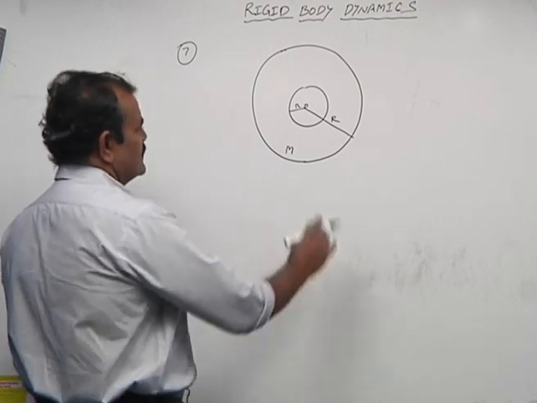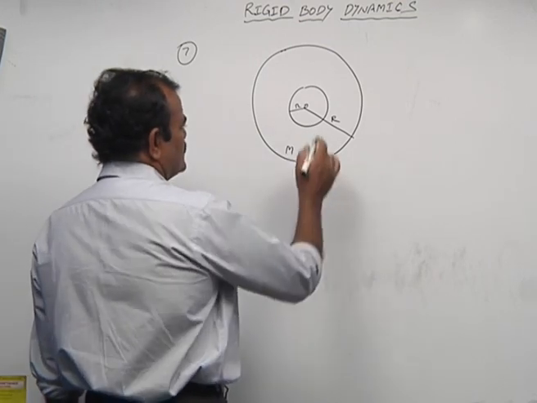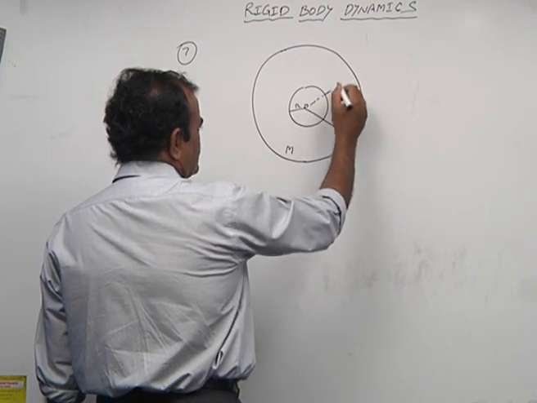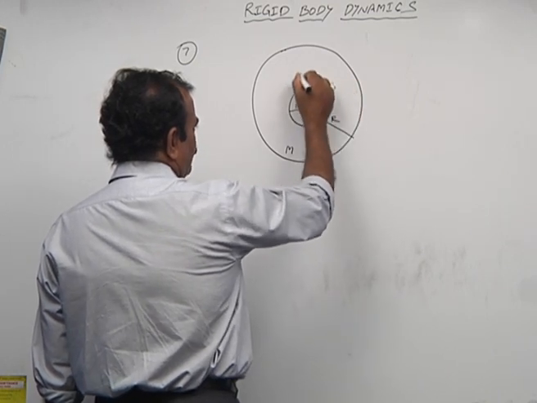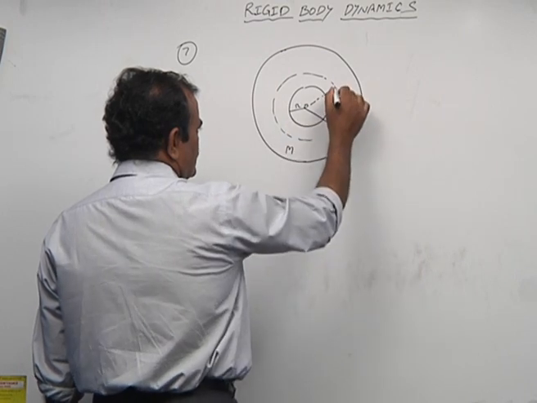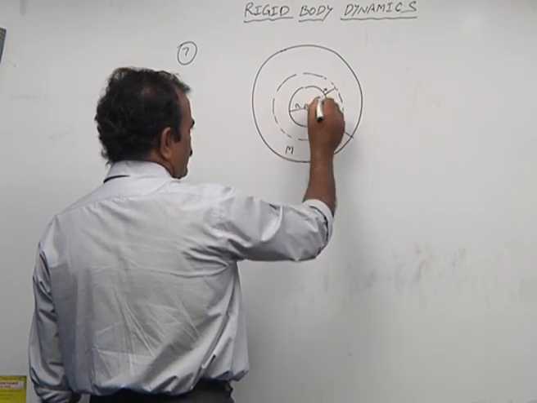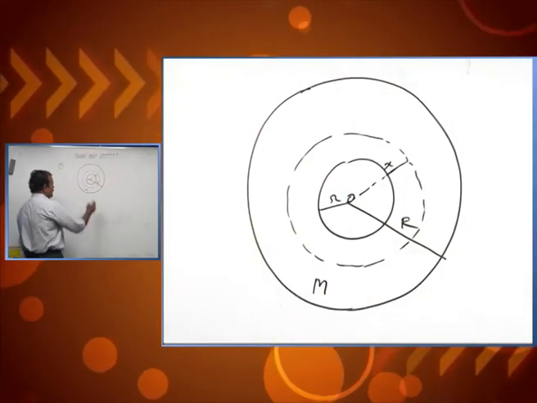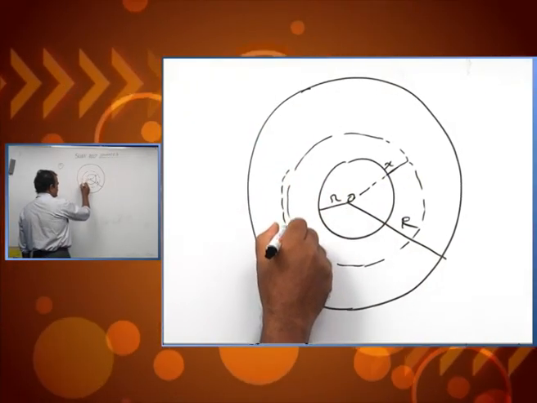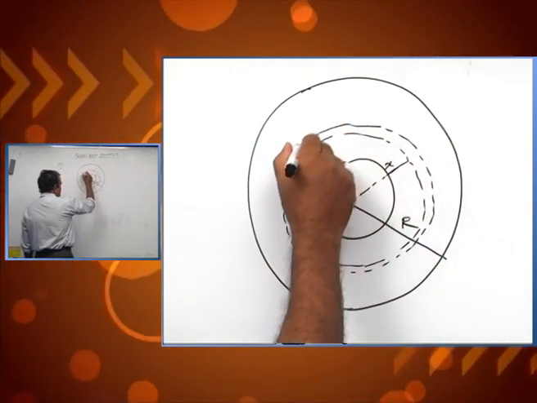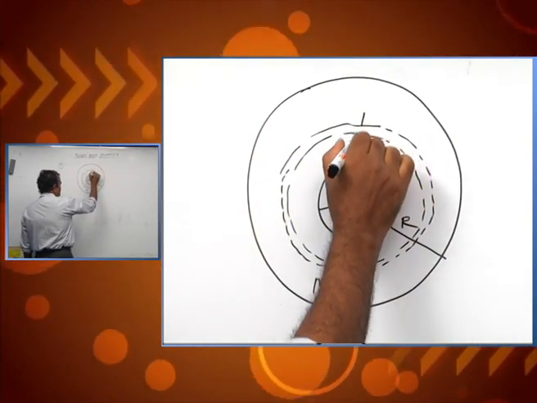Now how to solve it: you take an elemental ring, located at a distance x. This distance x is taken from the center, and the elemental ring has a thickness dx.